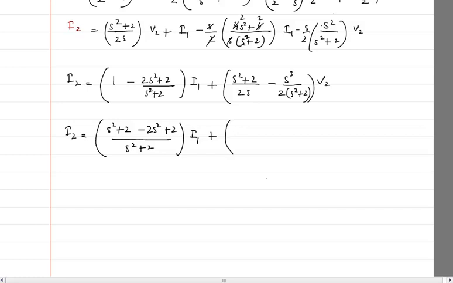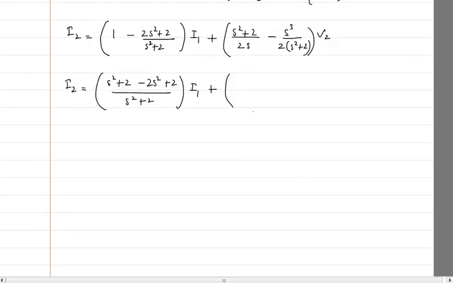plus here, and now I am having here s square plus 2 into s square plus 2 from the denominator, so that is s square plus 2 square, minus here, from here if I take 2 common, so this side only s has to be multiplied, so s raised to power 4 divided by 2 is common, s is there, and s square plus 2 is there, that is to V2.